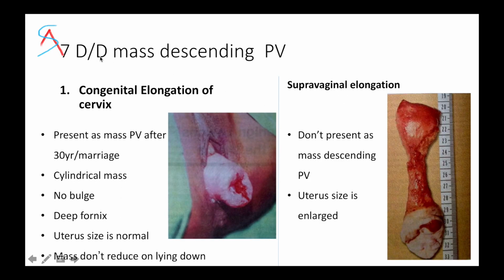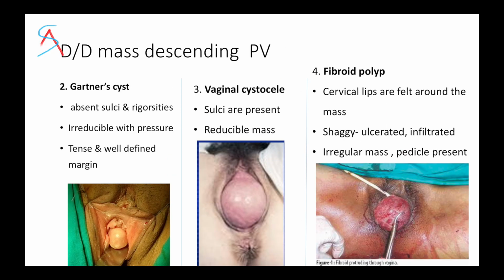So there are 7 differential diagnoses for a mass descending per vaginum. First is congenital elongation of the cervix, which would be a cylindrical mass, no bulge. Fornices would be deep. They will generally present after 30 years or after their marriage. Uterus size would be normal. The second diagnosis is Gartner's cyst, where there will be no sulci, no rugosity. It will be irreducible with pressure, and it would be tense and well defined.